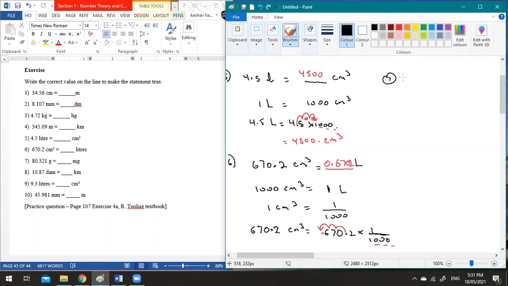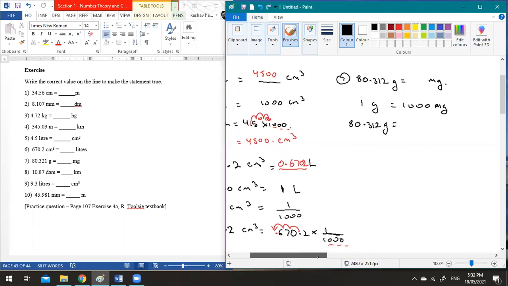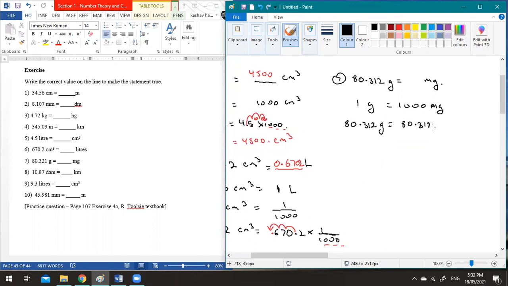Number 7, you have 80.312 grams to milligrams. And we know 1 gram is 1000 milligrams. So 80.312 grams will be 80.312 multiplied by 1000. And you're moving it 3 decimal places to the right because we have 3 zeros, right? So the answer will be 80,312 milligrams.